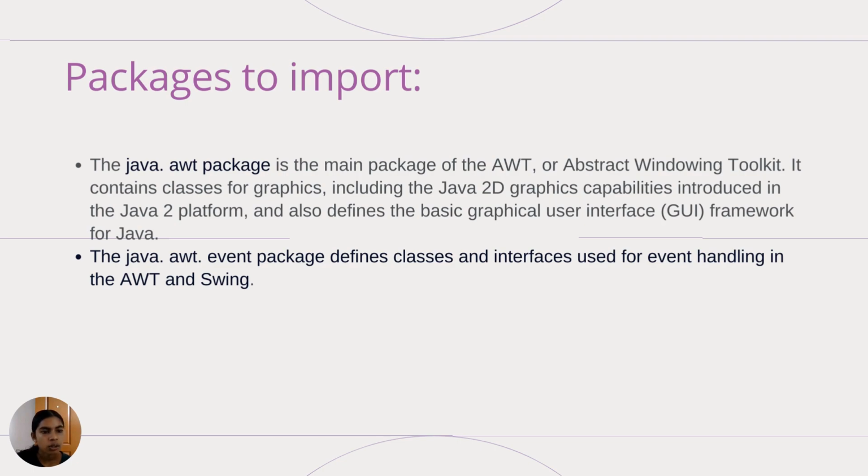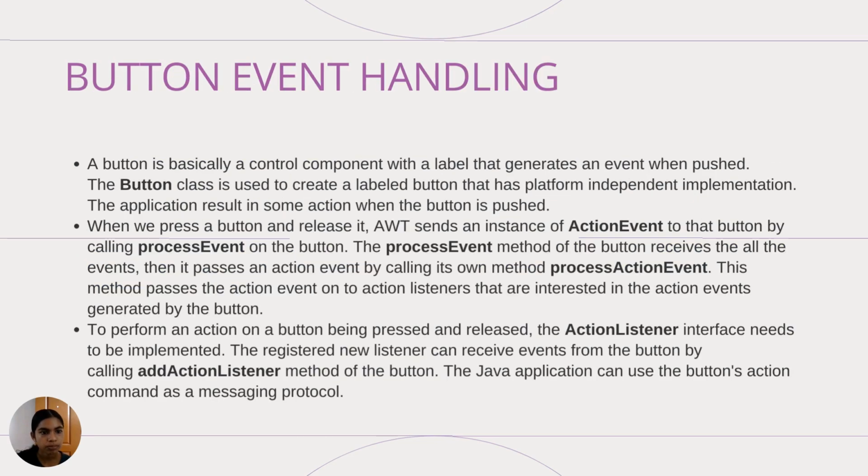The java.awt package is the main package of the AWT, or Abstract Window Toolkit. It contains classes for graphics, including the Java 2D graphics capabilities introduced in the Java 2 platform, and also defines the basic graphical user interface framework for Java. The Java AWT event package defines classes and interfaces used for event handling in the AWT and Swing. Now we are going to discuss button event handling.